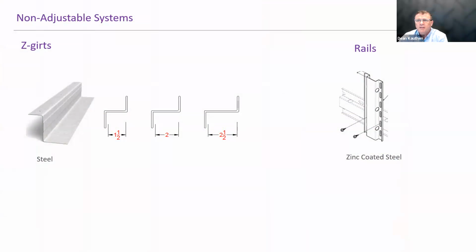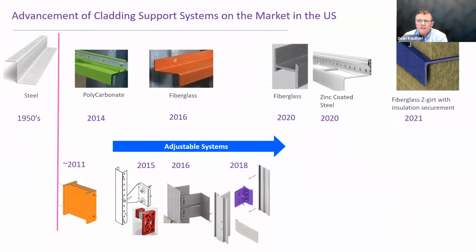As we mentioned earlier, there are non-adjustable systems, like the ones on the left, and adjustable systems like you might see on the right. Looking back at the timeline, you can see that really only very recently have there been more positive market developments in the design of these systems, so much so that we're now looking at thermal conductivity as the improvement over previous types of systems.